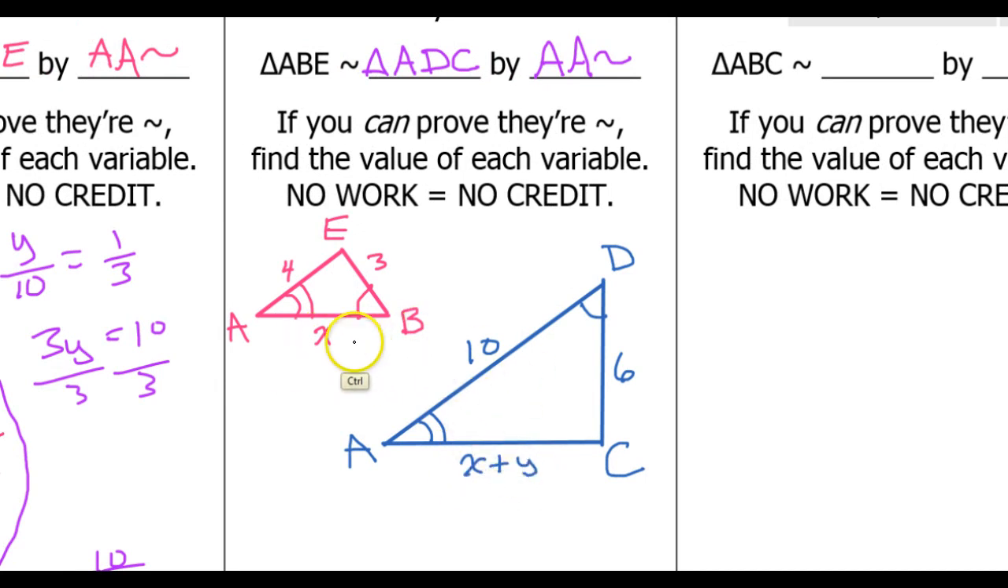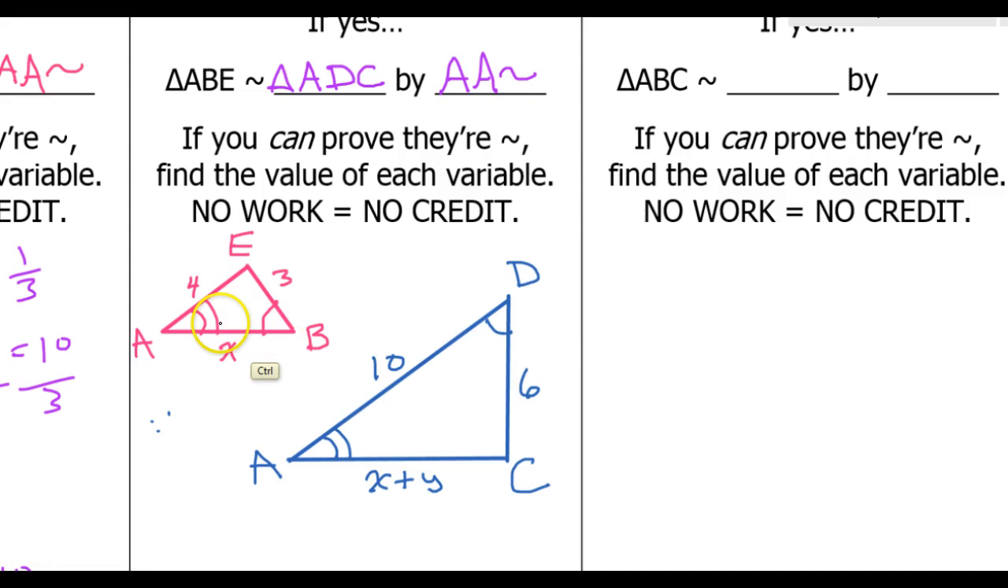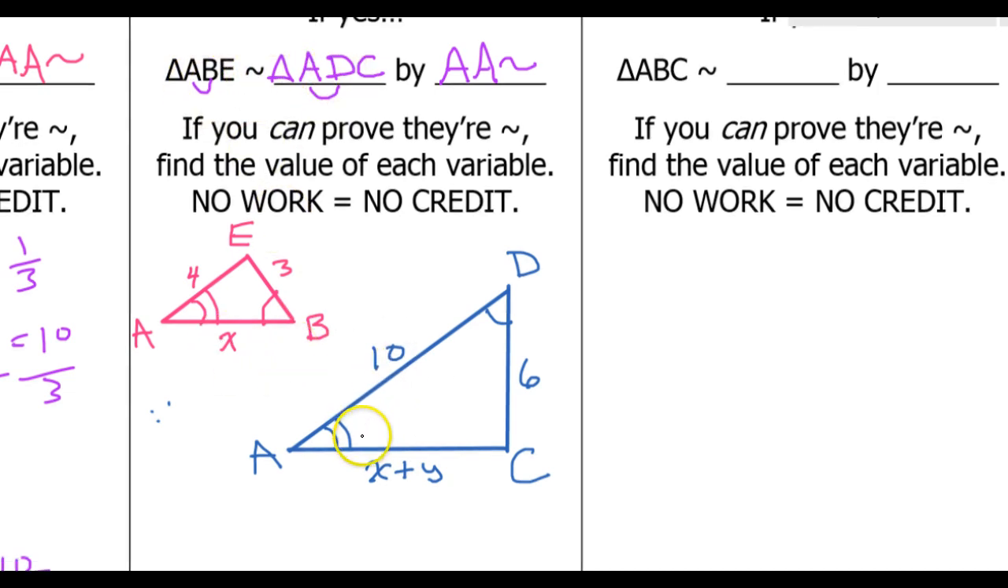All right, I think we better find x first, and then we'll find y later. Okay, so if I want to find x, you have to remember that AB and AD are the corresponding sides. It's tempting to match up the x with the x plus y, but that's false. AB corresponds to AD. So x corresponds to 10.